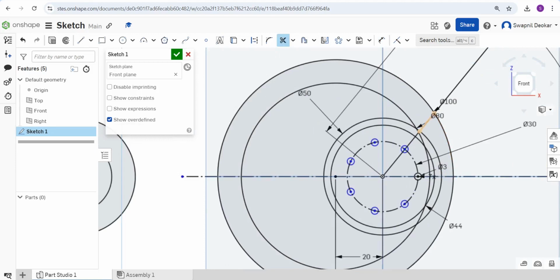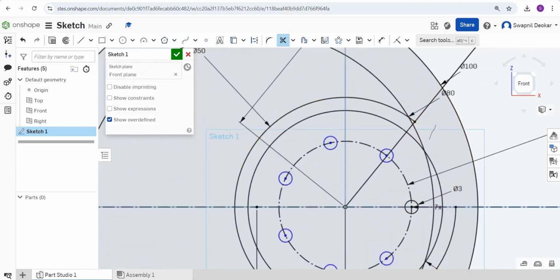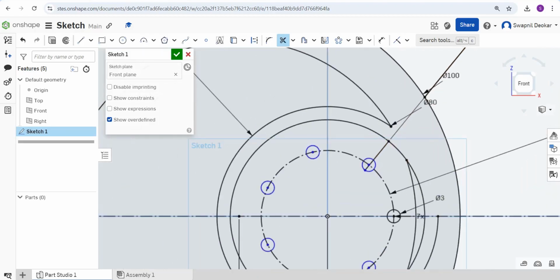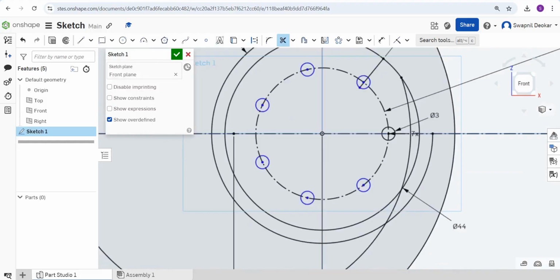Now we are going to trim the things. So what do we have to trim? This is the unwanted portion. This is also unwanted portion. This is unwanted. Similarly here, this is unwanted.